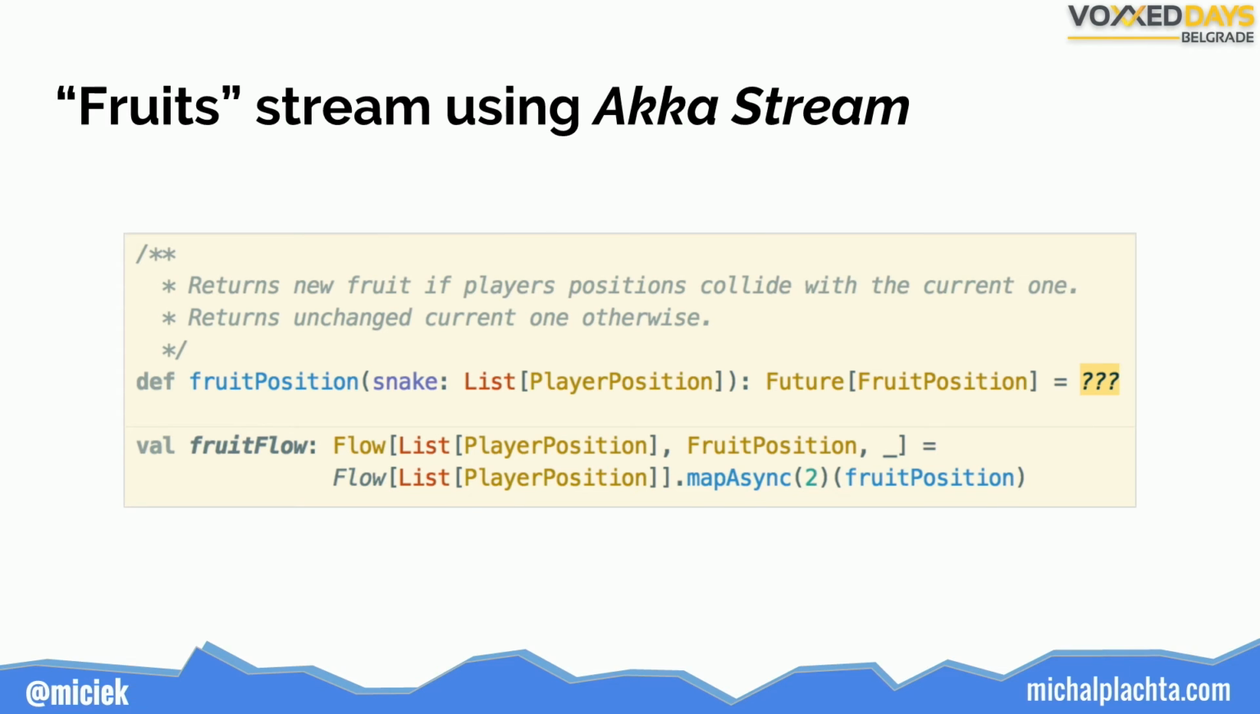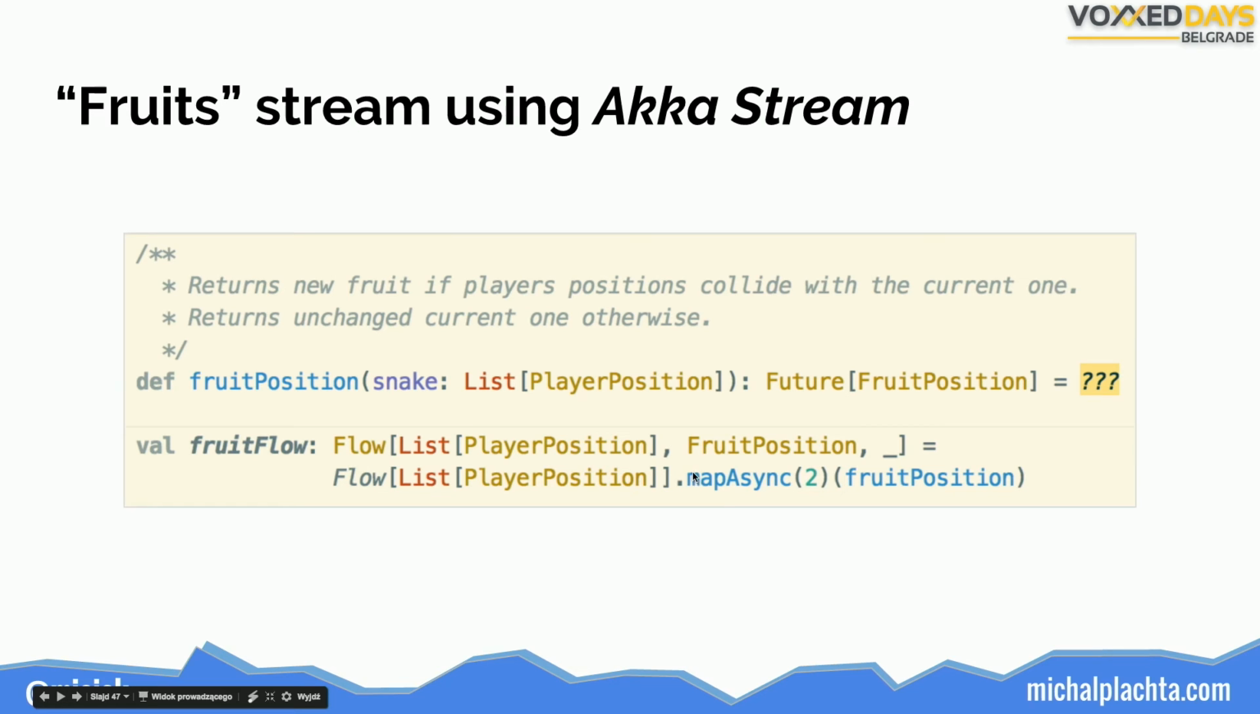This is how it looks in Scala code. And what I need to introduce right now is this Flow type here. A Flow type is just a block with one in and one out. And the types of in and out are provided in the type parameter list. So the fruit flow, what it gets as input is a list of player positions. So a snake, the whole snake, all the positions that are snake positions. And what it gets out is a fruit position. That's all, right?